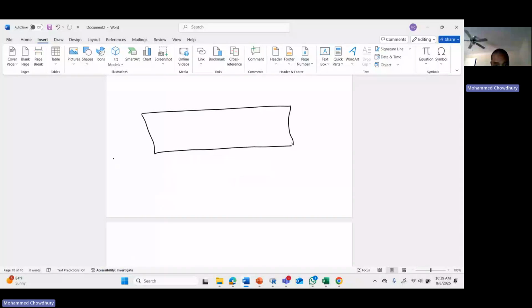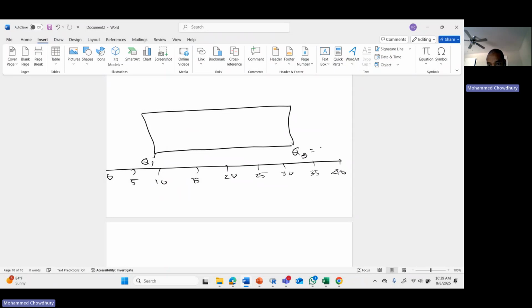And this is your scale. Here you can put 0, 5, 10, 15, 20, 25, 30, 35, and 40. This is the scale, and this is where your Q1 is. This is where your Q3 is, which is equal to the 75th percentile. Q1 is the 25th percentile, and then suppose this is your median Q2, which is equal to the 58th percentile.